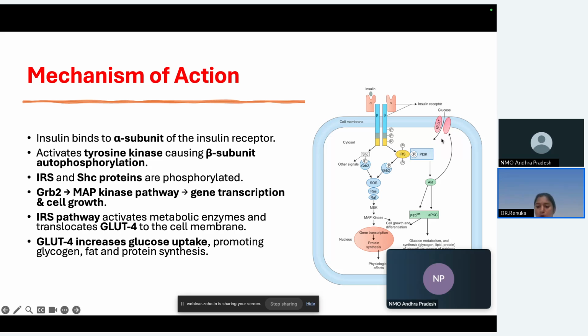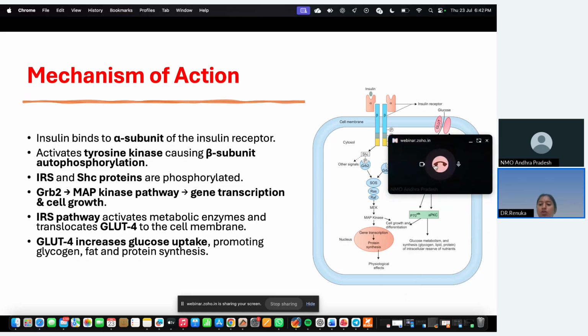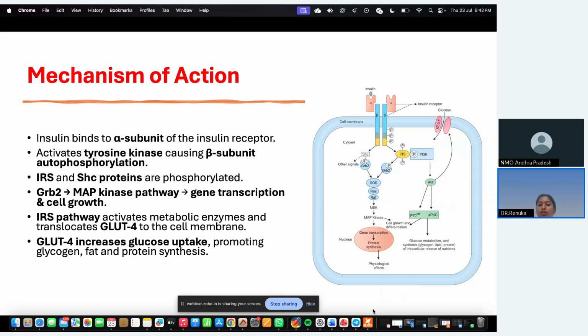Once there is glucose uptake, what happens? All the functions of the insulin. What are all the functions of the insulin? The synthesis of lipids, synthesis of proteins, production of glycogen, and all these functions. It utilizes glucose. Through the GLUT transporter, glucose comes inside, and all these things happen inside the cell.